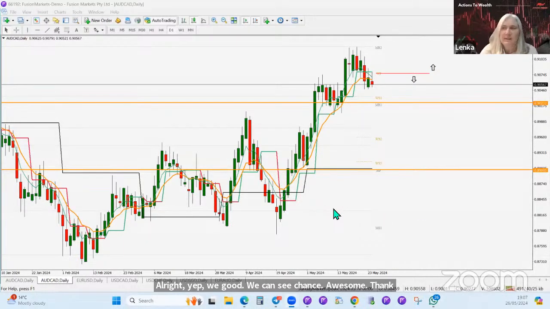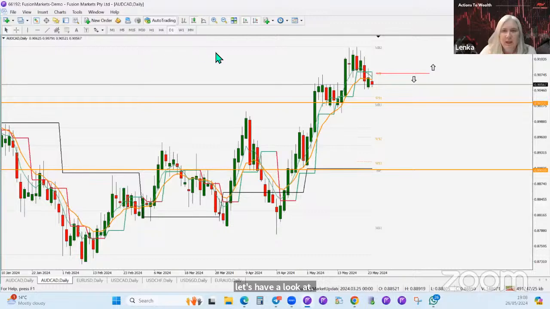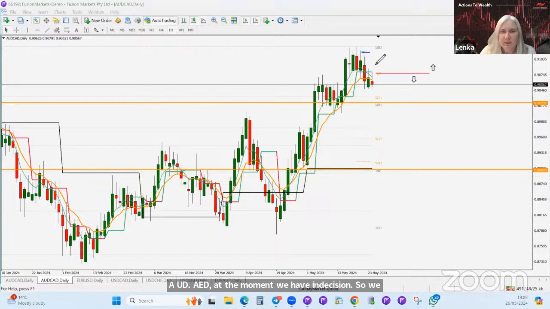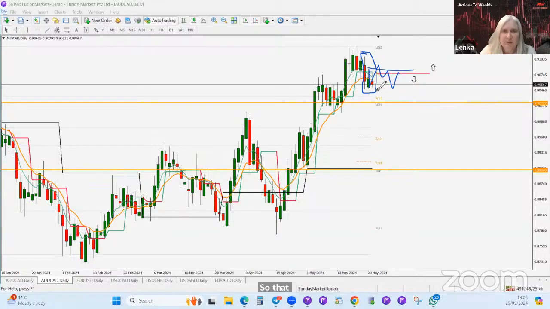Hey, Moses, welcome. Great. All right, so here is my analysis, things that I'm looking for in the upcoming week or next few weeks. So first of all, let's have a look at AUD CAD. AUD CAD, at the moment, we have indecision. So we have this inside bar and another inside bar, so double inside bar. So that means indecision, so going sideways at the moment. So I'm looking to see what will happen with that.